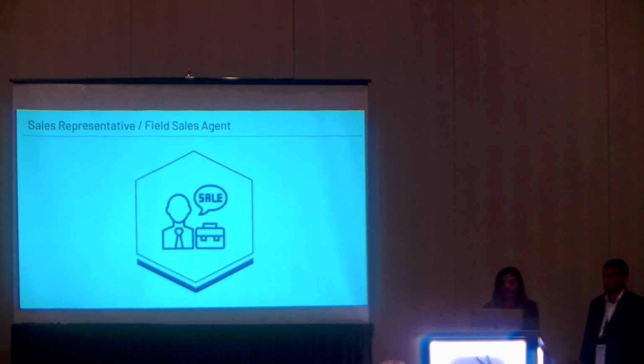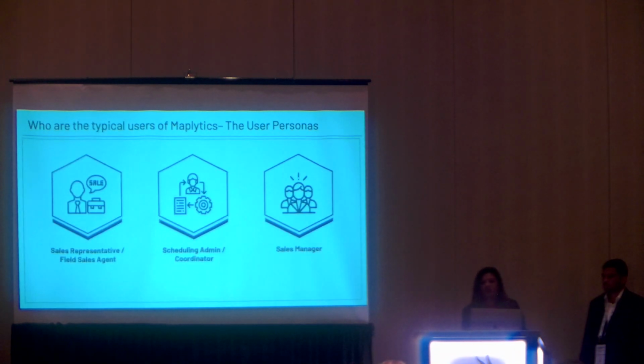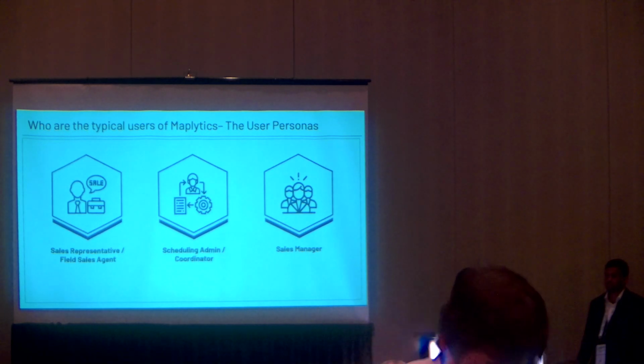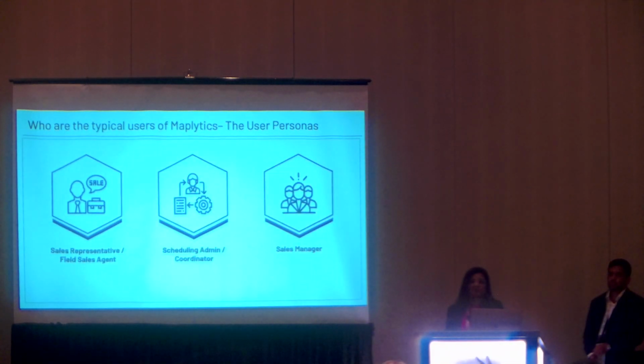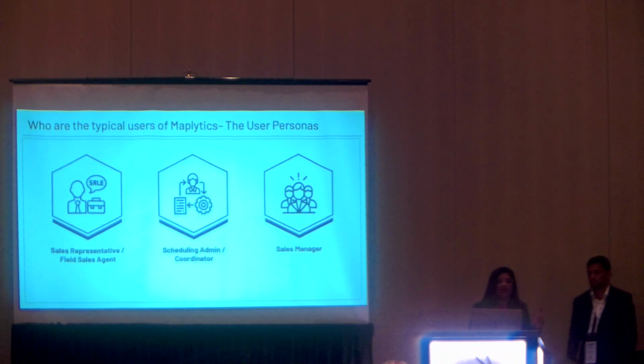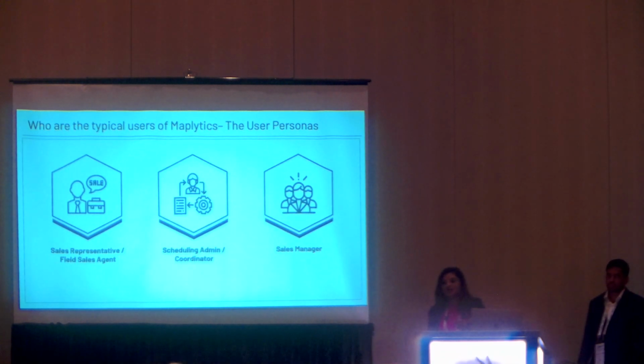Now, moving forward, I just talked about the various scenarios or the problems that Maplytics tries to address. If you go back and think about all of those problems, they are not specific to a certain user role. Rather, they are something that is done by users or roles across the hierarchy of an organization. And in today's session, I'd like to touch upon 3 of these user personas. One of them being the sales rep or the field agent.